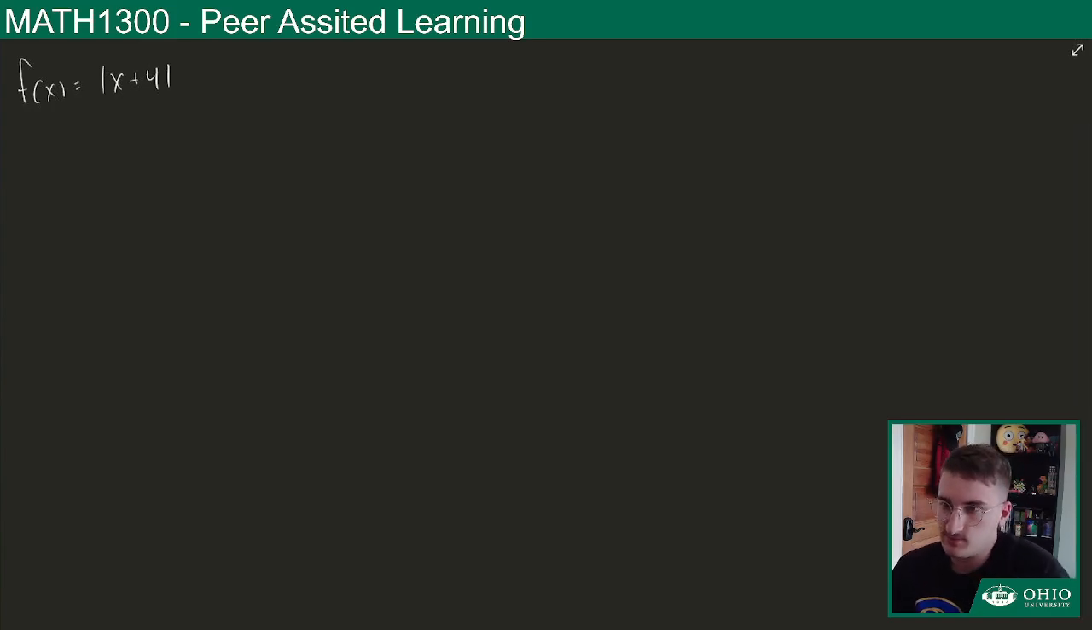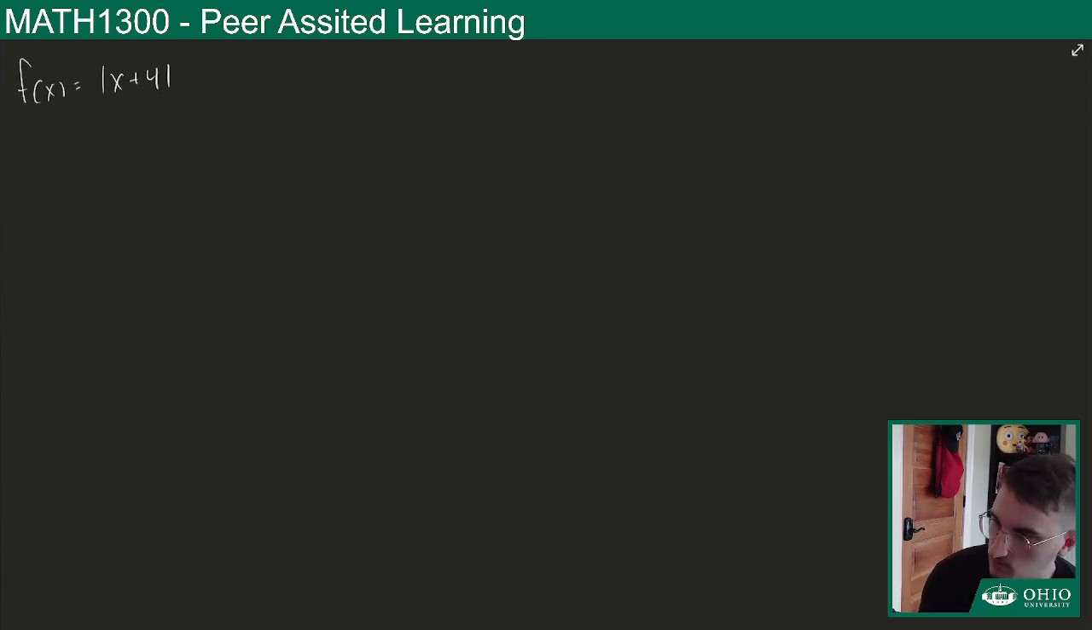This is a worked example on how to graph absolute value functions. Anytime we're working with an absolute value function, especially when we're graphing, but this is a good rule of thumb for anything, we always want to change it into its piecewise definition.